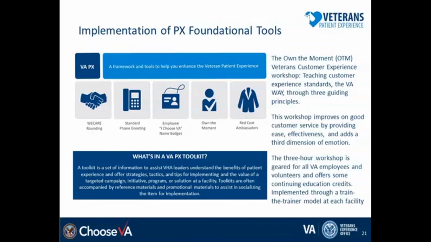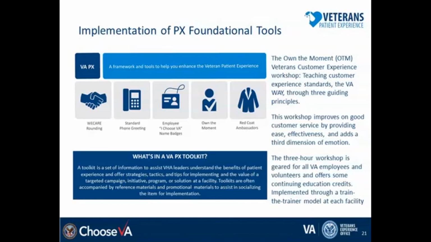I talked to you about the on-the-moment training, and then one of the visual orchestrated touch points was red coat ambassadors. At every VA, when you walk in, there are people in red coats, vests, or t-shirts, depending on the location, but it's red. They're there to welcome, to greet, and to help guide patients to their appointments. Hitting on that second moment that mattered most: it was easy to find my way to the appointment.